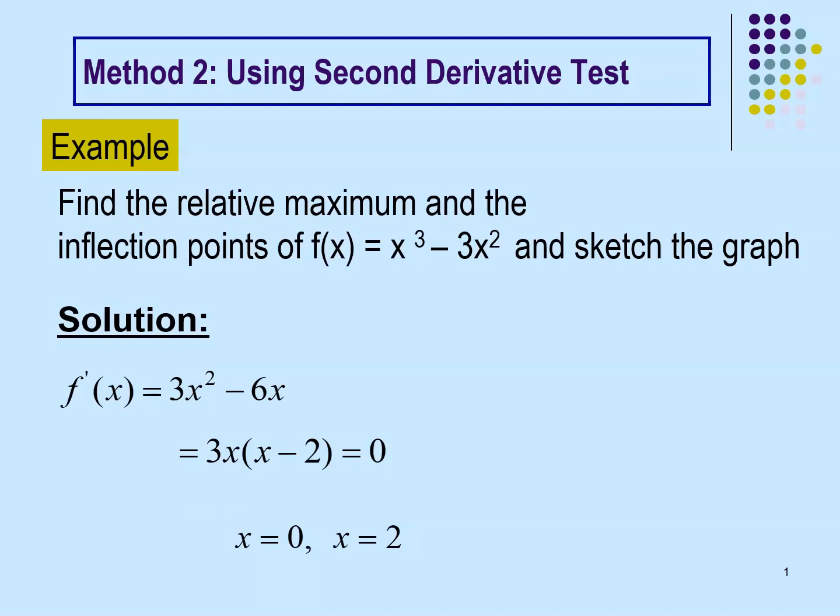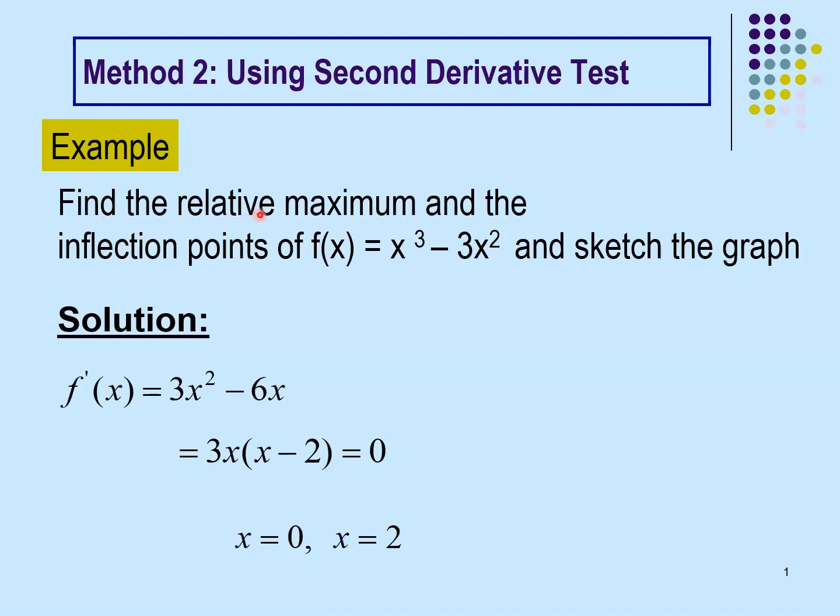Hi and Assalamualaikum. So previously in chapter 4, application of differentiation, we have learned about the equation of tangent and normal, how to find relative maximum and minimum using the first derivative, and so do the inflection, how to find the inflection point. So for this week we're going to learn about method 2, using the second derivative test. So let's see the first example.